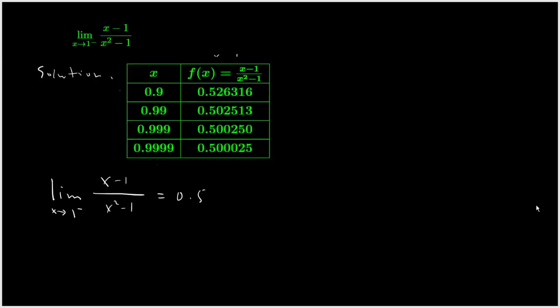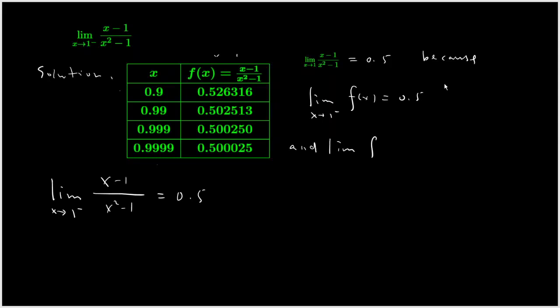I will copy it to the PowerPoint. The limit of this function as x approaches 1 is equal to 0.5. Because the two one-sided limits are equal, the limit as x approaches 1 from the left is equal to 0.5, and the limit of the function as x approaches 1 from the right is also 0.5. So these two circled numbers are equal.